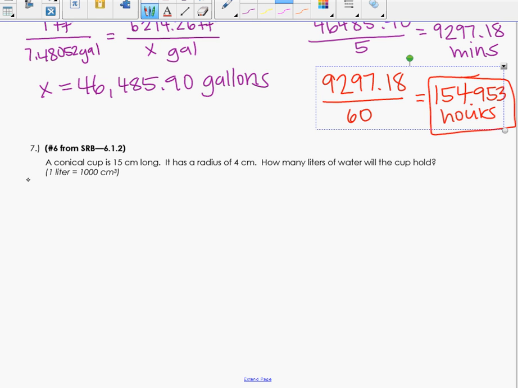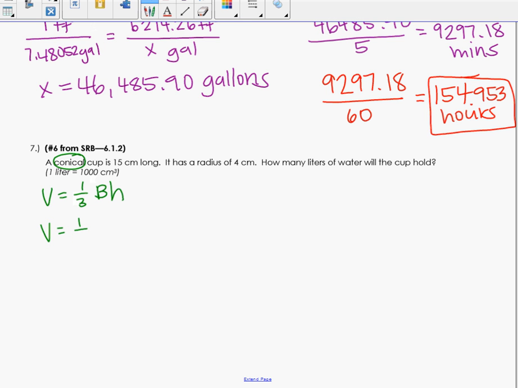So, conical cup, conical just means cone. So we're looking at the volume being 1/3 area of the base times the height. And your volume is then 1/3, your area of the base is pi r squared, times the height.